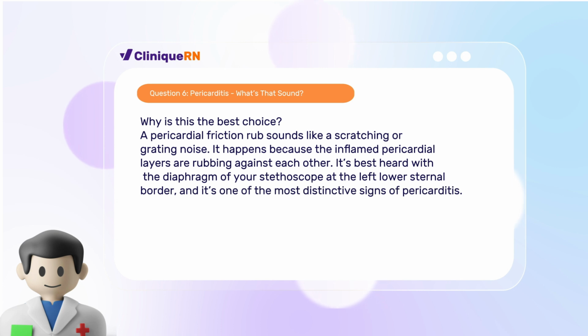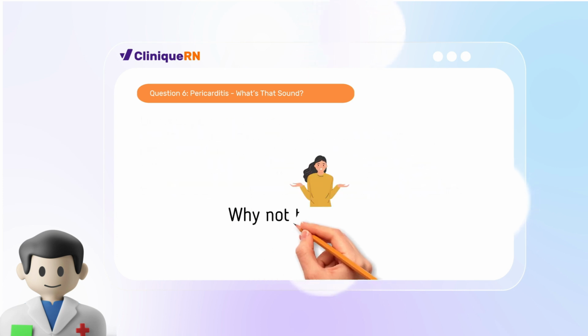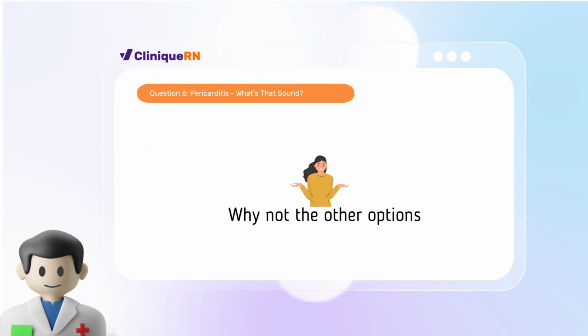A pericardial friction rub sounds like a scratching or grating noise. It happens because the inflamed pericardial layers are rubbing against each other. It's best heard with the diaphragm of your stethoscope at the left lower sternal border, and it's one of the most distinctive signs of pericarditis. Why not the other choices?